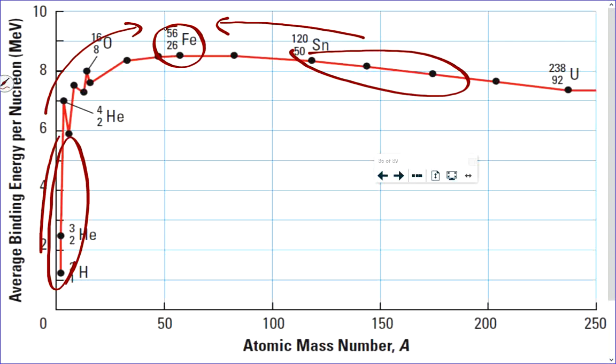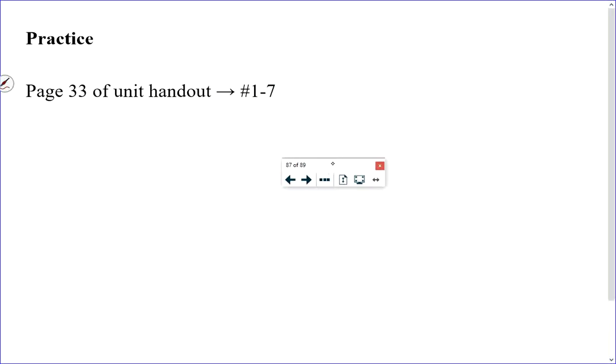All right, I am going to get you started on your work. Page 33 of the handout, 1 to 7. I think if you get down to 4, you're good enough. I think 5, 6, and 7 might introduce atomic mass units. You could probably get away with doing every odd question. I need you to practice it.